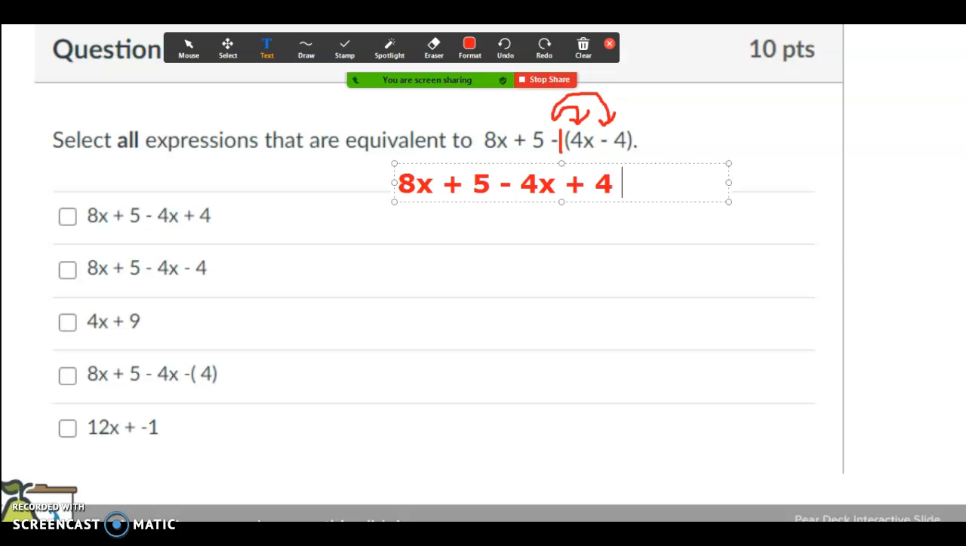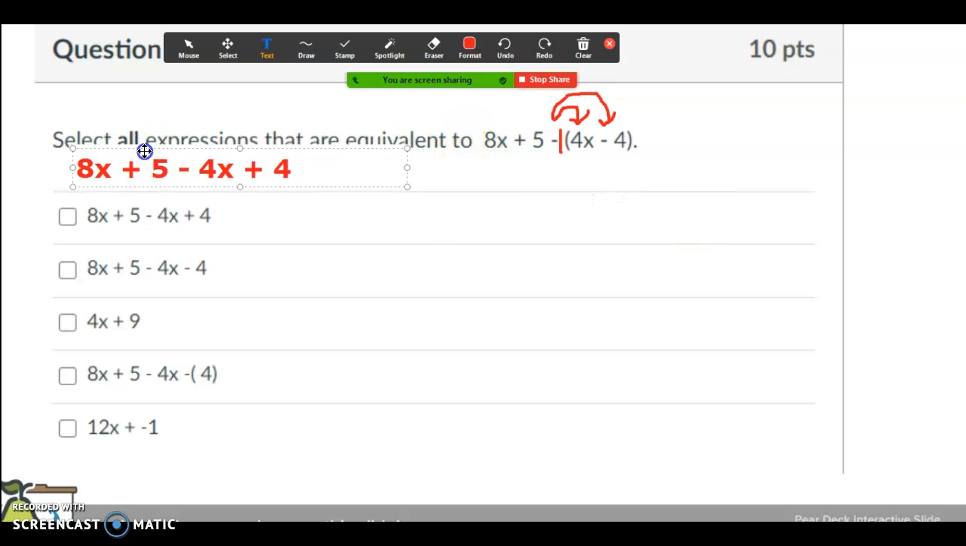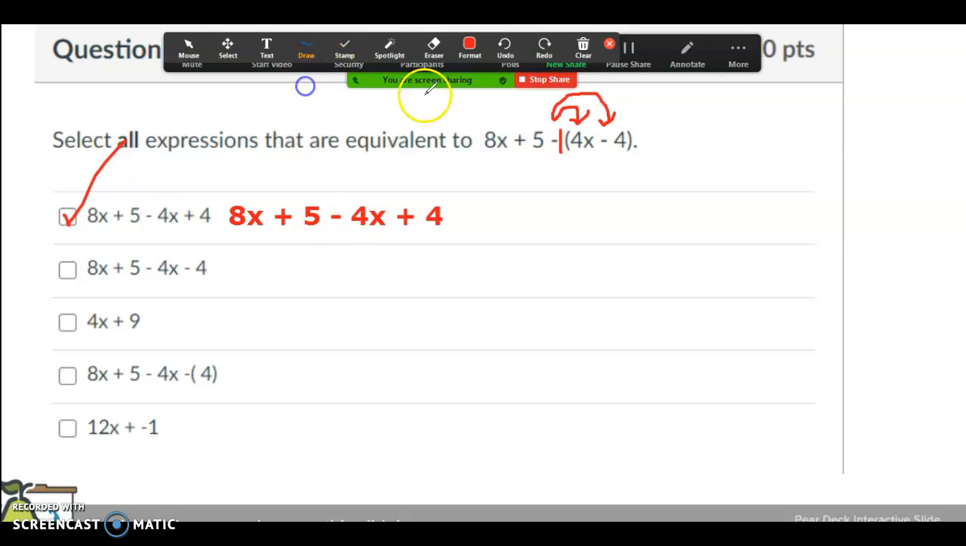Okay, and remember a negative times a negative is positive. So here is my answer choice, and let's see. It looks like it matches right here. So I know that this is an answer choice. But also, I can take this and I can combine like terms.